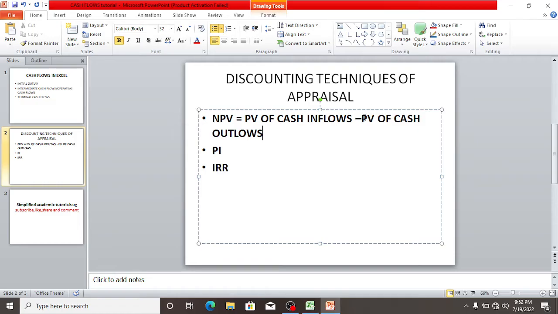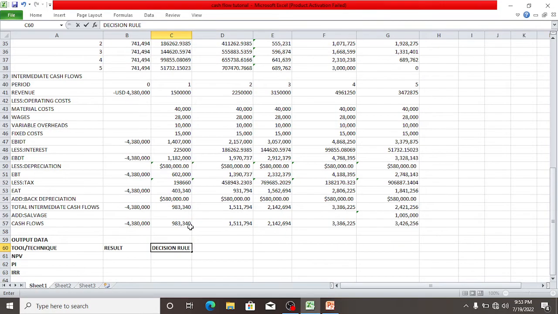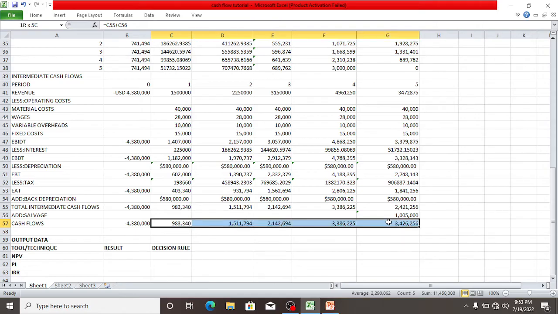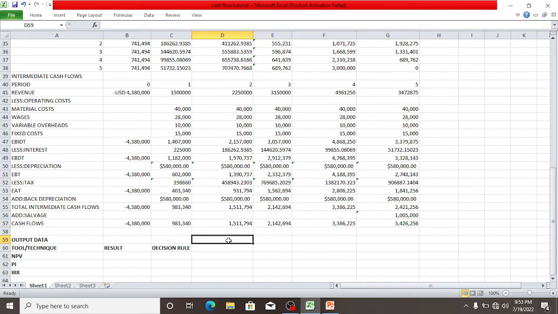So the present value of cash outflow is the initial outflow or the initial investment. And then the present value of cash inflows. These are our cash inflows, and this is our cash outflow. That's why you see it is not in negatives, to show that it is an outflow.